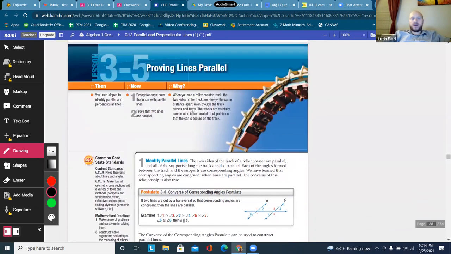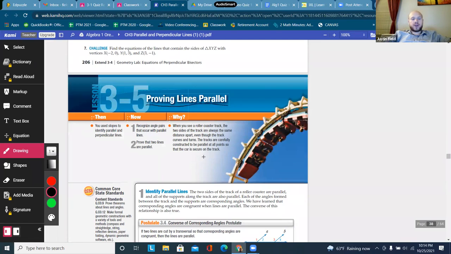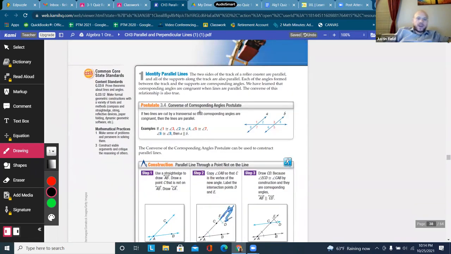Okay. Very, very important. Proving lines are parallel. Okay, so we have the converse of CAP. The CAP postulate says that if the lines are parallel, corresponding angles are congruent. But guess what? Converse it up. If the corresponding angles are congruent, then the lines are parallel. It works too. That's called the CAP converse.